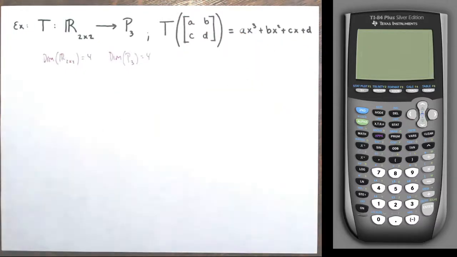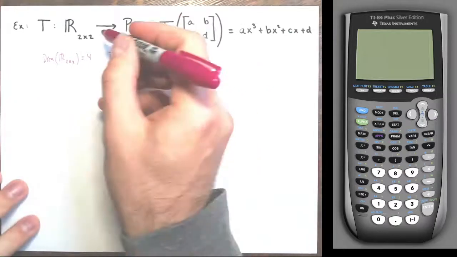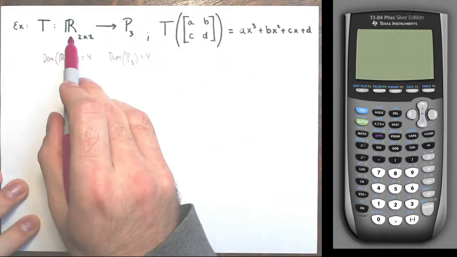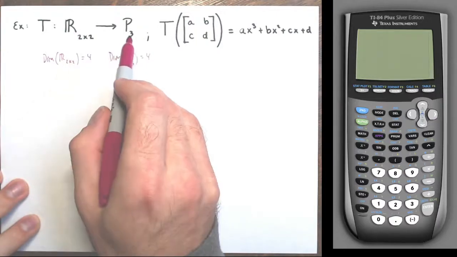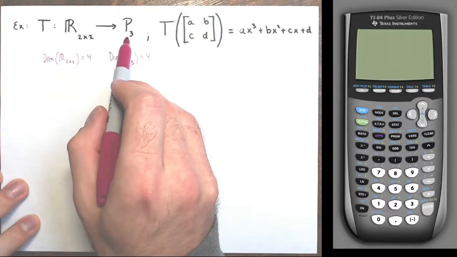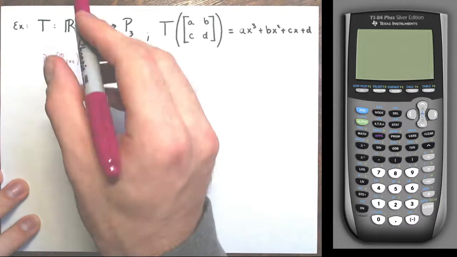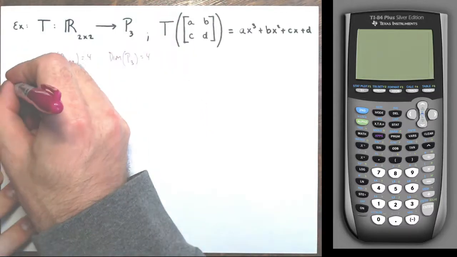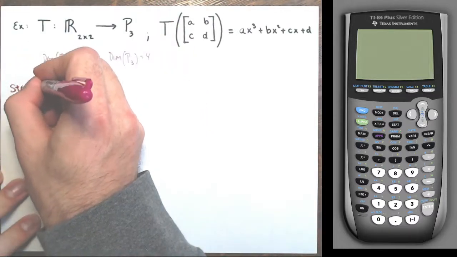So I'm going to call the standard basis. We know the standard basis for these. This is those 2x2 matrices with 1 in one position and zeros everywhere else. And this has x cubed, x squared, x, and 1. So I'm going to call the standard basis for R 2x2. I'm not going to write it out. I'm just going to call it something.